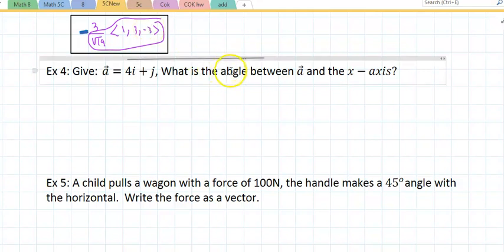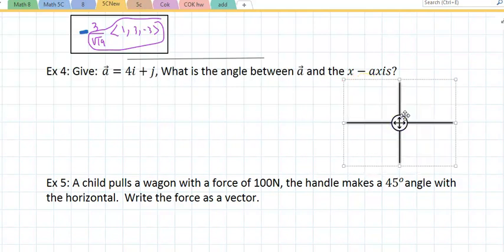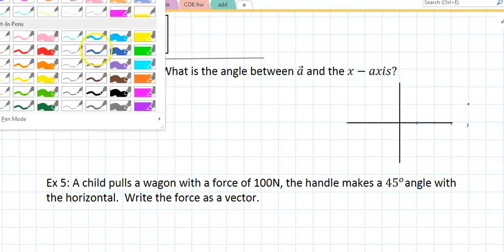Okay, continuing on. Given a vector for i plus 2j, so there's the vector.